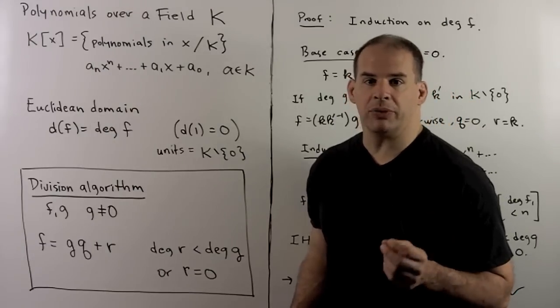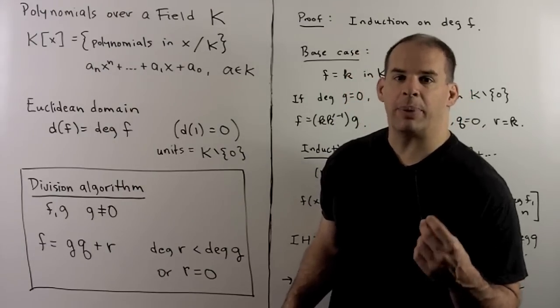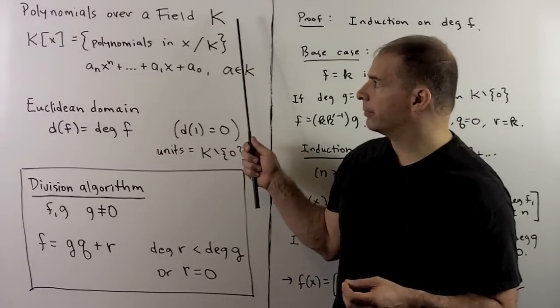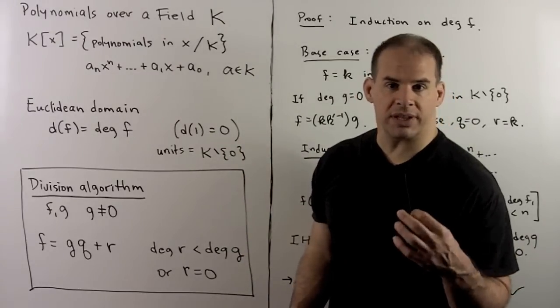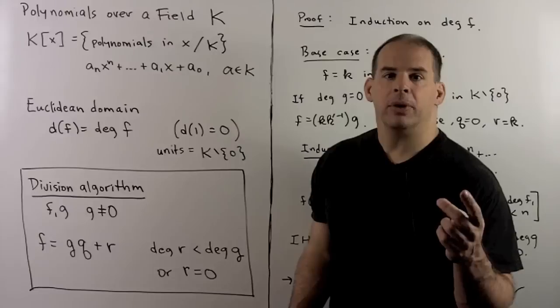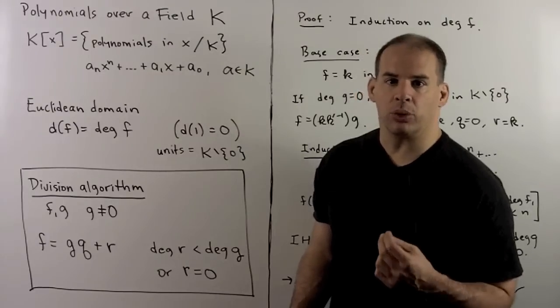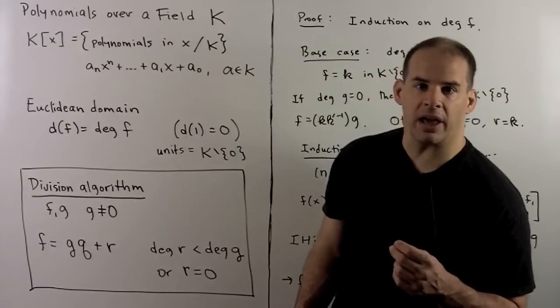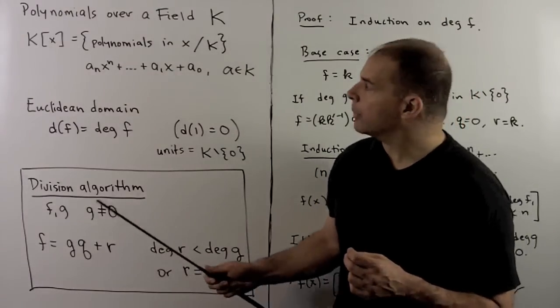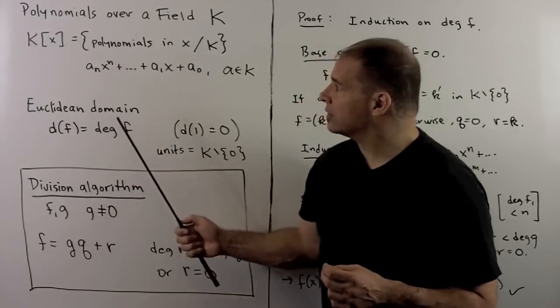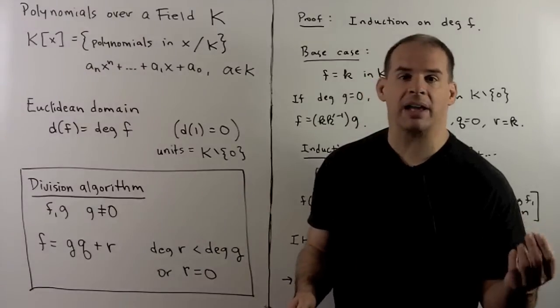For another major example of Euclidean domains, we have polynomials over a field K. We've used these examples before, but we've often invoked properties without giving proofs. So here we provide the details.